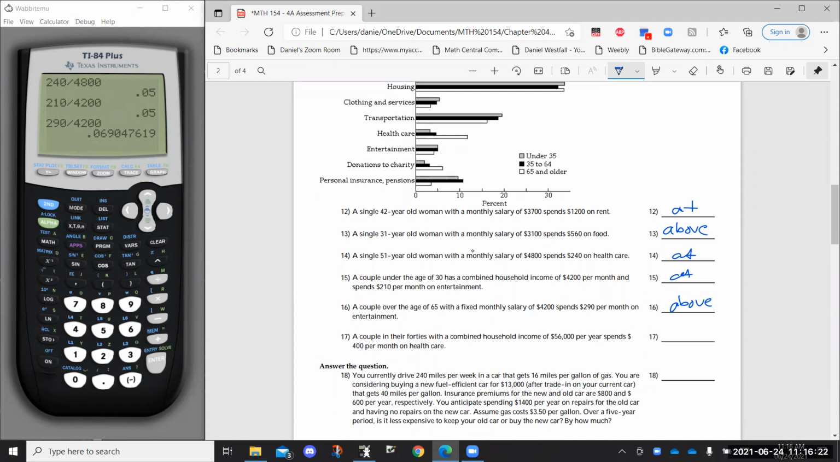And then a couple in their 40s. So they're in this dark black here. With a combined household income of $56,000, spends $400 a month. 400 divided by 56,000 is going to be less than 1%, like 0.7% on their healthcare, well, that's definitely below average, right?